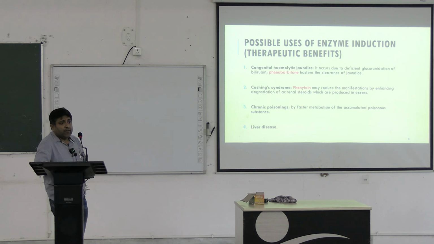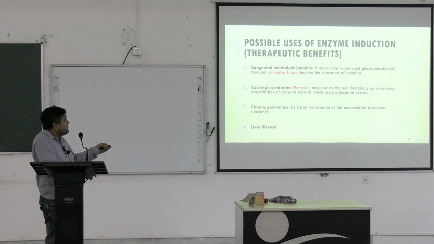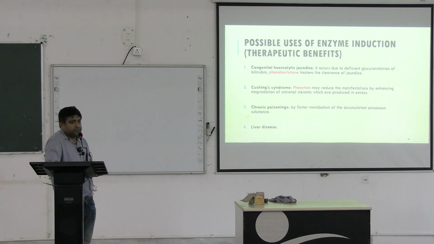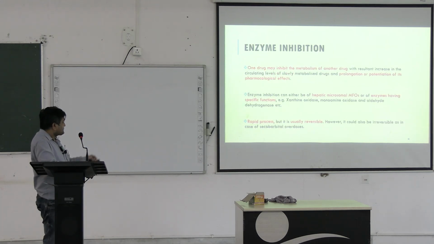Cushing syndrome: phenytoin is used to reduce the manifestation by enzyme degradation of adrenal steroids, which are produced in excess. In Cushing syndrome, adrenal steroids are produced in excess. Now, what happens? Phenytoin, being an enzyme inducer, increases the metabolism of these steroids. Chronic poisonings: faster metabolism of the accumulated poisonous substance, and liver disease.